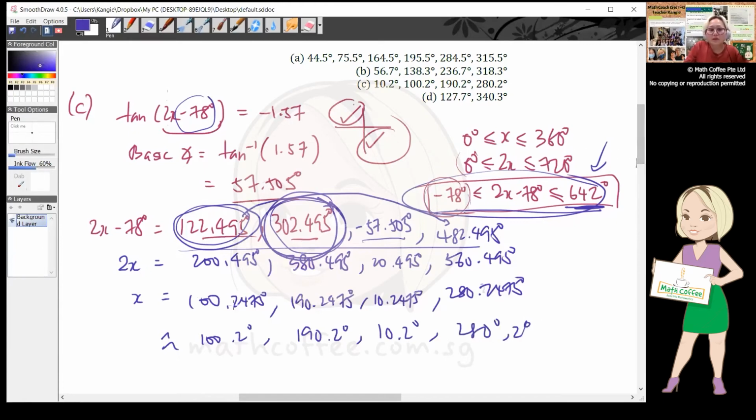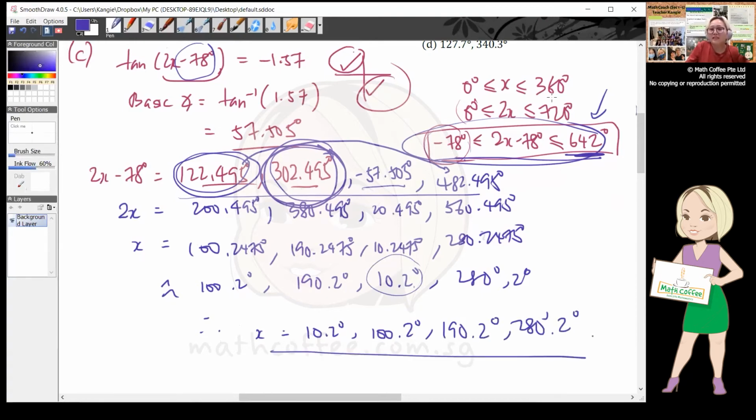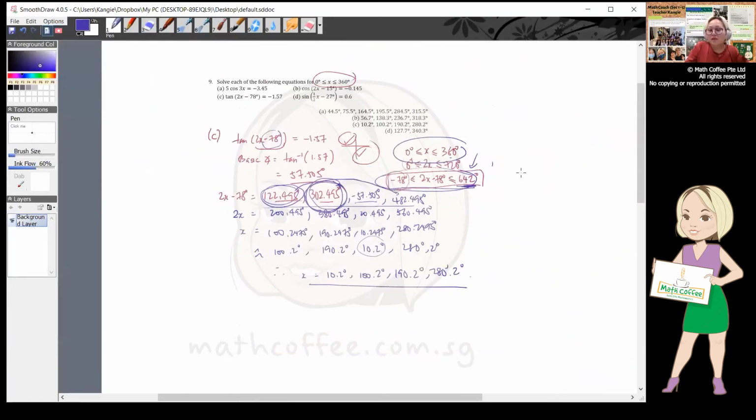Take note, always write your answer in ascending order. Okay, see here one small one. So you will say therefore x is equal to 10.2 degree, 100.2 degree, 190.2 degree, and 280.2 degree. You see that all 4 answers are within my answer range. Okay, so when you do your working range, you will not waste time doing a lot of extra numbers, and you will also not miss out any number. You understand? For this case, the tricky part is because of the negative.